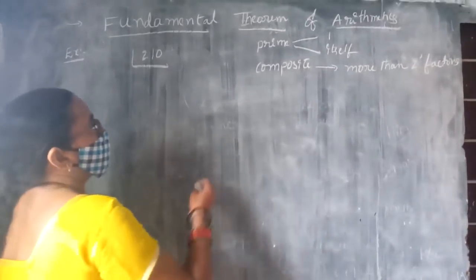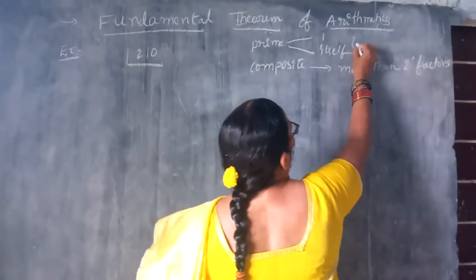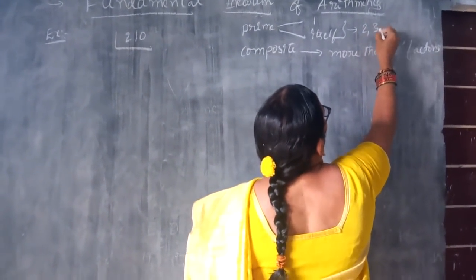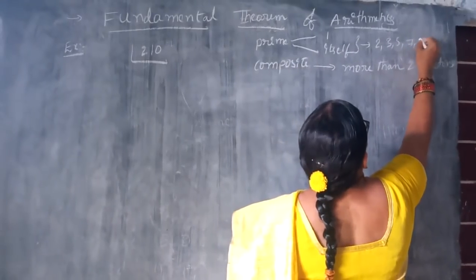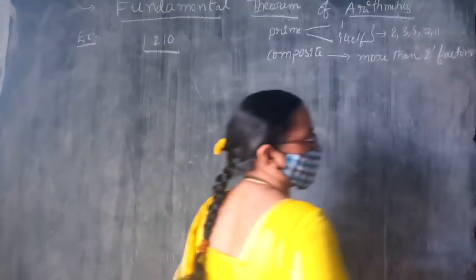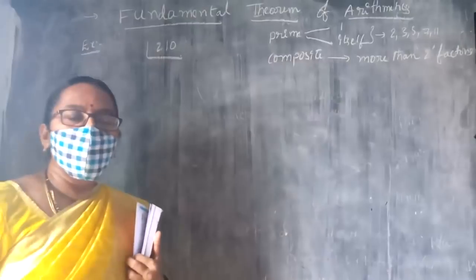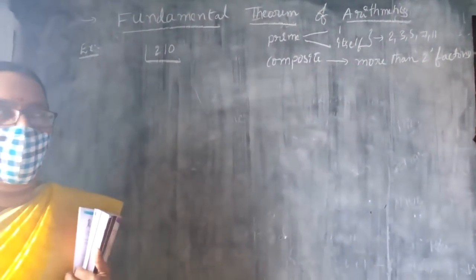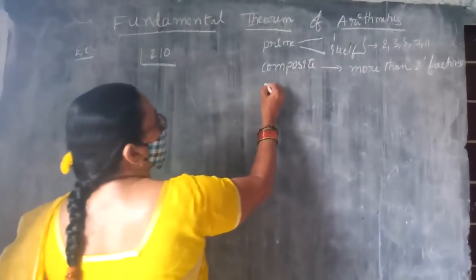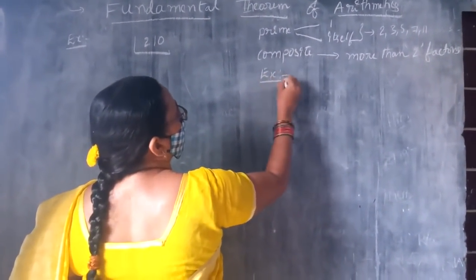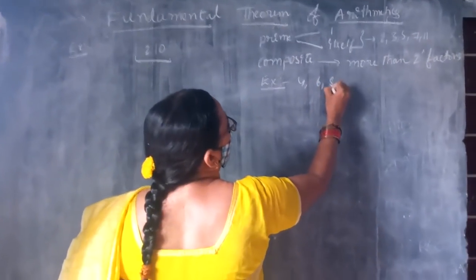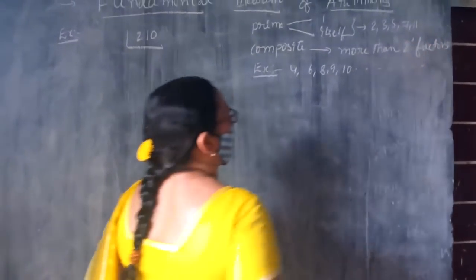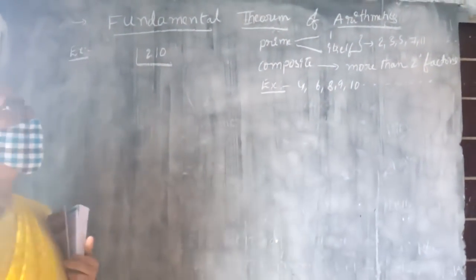What are examples of prime numbers? 2, 3, 5, 7, 11 and so on. Prime numbers are not countable because prime numbers are infinite. What are the composite numbers? 4, 6, 8, 9, 10 and so on. These are the composite numbers.